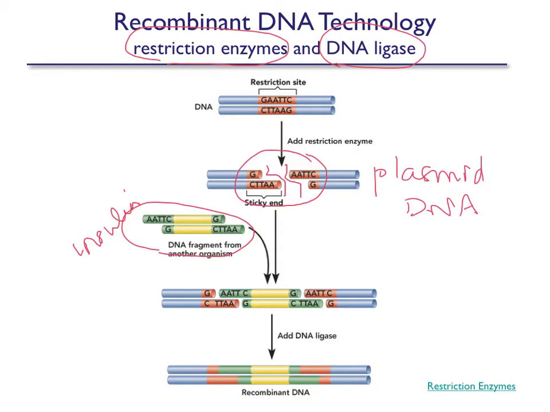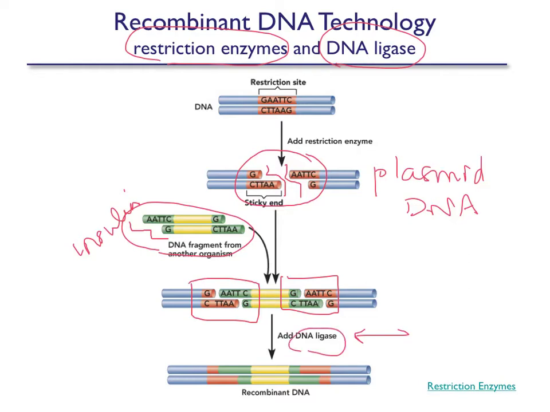Okay, and if you cut them with the same restriction enzymes, what you see is the sticky end of the insulin gene will match up with the sticky end of the plasmid DNA on both sides. And so it's like a puzzle piece that fits together. However, another enzyme, DNA ligase, is needed to seal these two pieces together.